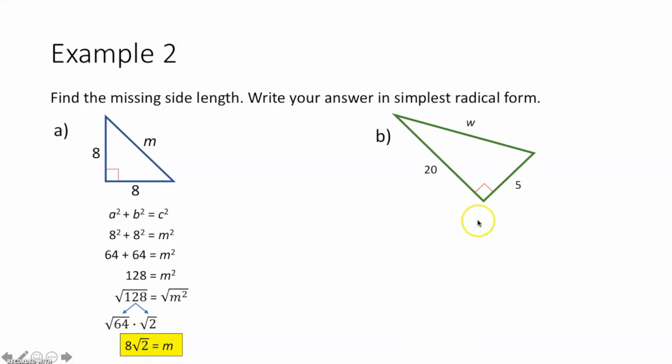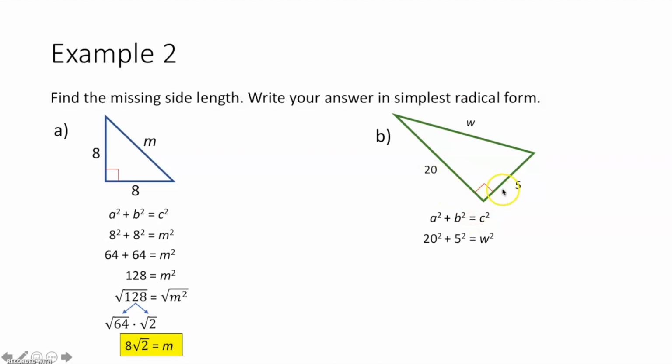Let's try part B. Doing the same thing. We have a right triangle and we're finding a missing side length. So what we do is we use the Pythagorean theorem. A squared plus b squared equals c squared. We then plug in our hypotenuse for our c value. So what's our hypotenuse? The side opposite the 90-degree angle. That's this w. So we plug that in here.